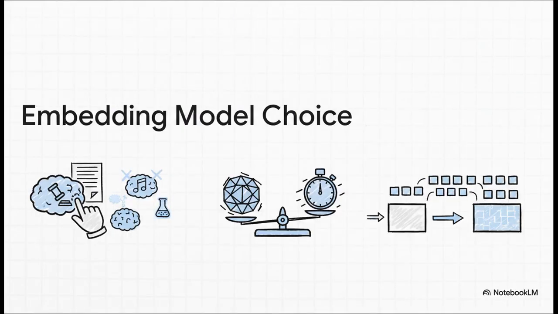And of course, choosing your embedding model is another huge decision. You've got to think about the domain of your data, right? If you have legal documents, you probably want a model that's been trained on legal text. You also have to balance dimensionality, which is just how much detail you're capturing, against latency or speed. More detail is great, but it can slow things down.